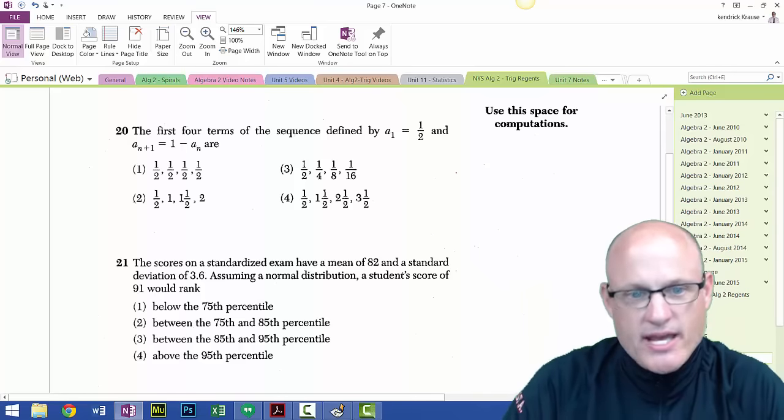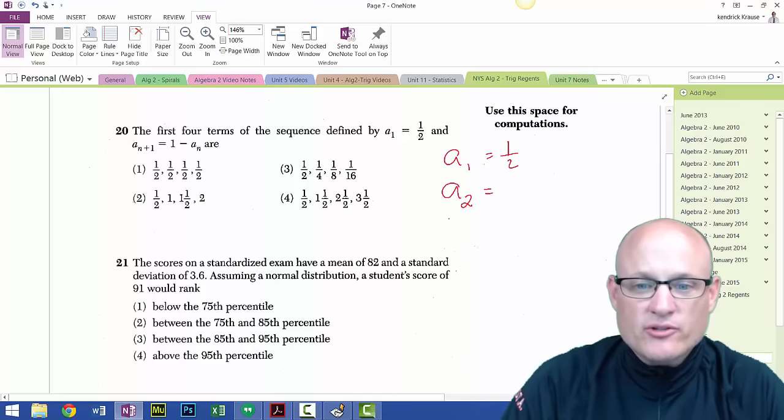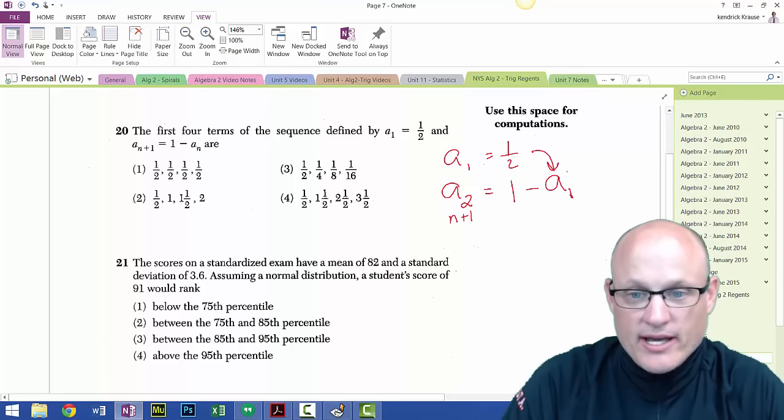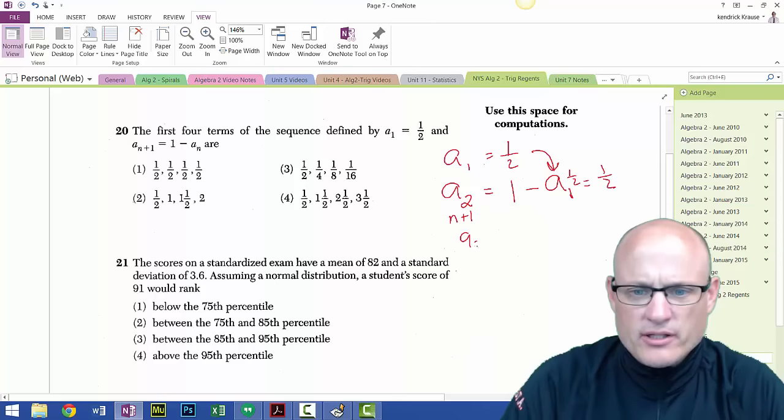Yeah, right. Anyway, a sub 1 is 1 half. A sub n, or in this case, a sub 2, which is n plus 1, is equal to 1 minus whatever a sub 1 is. Well, a sub 1 is just a half. So 1 minus a half is a half. So then a sub 3 is really 1 minus a sub 2, but a sub 2 was a half, so that's 1 minus a half, so that's a half. And the next one's going to be a half.